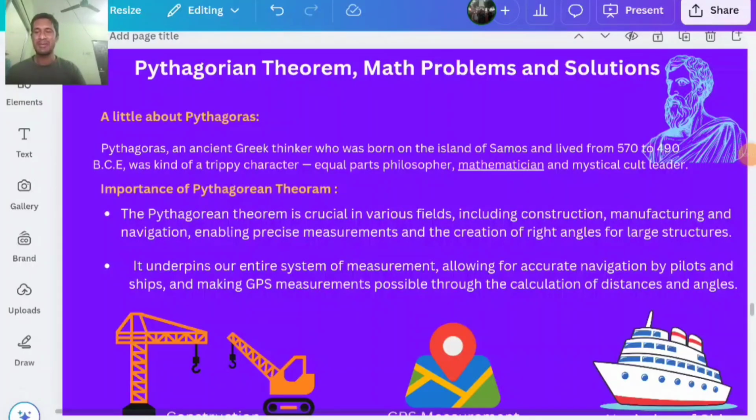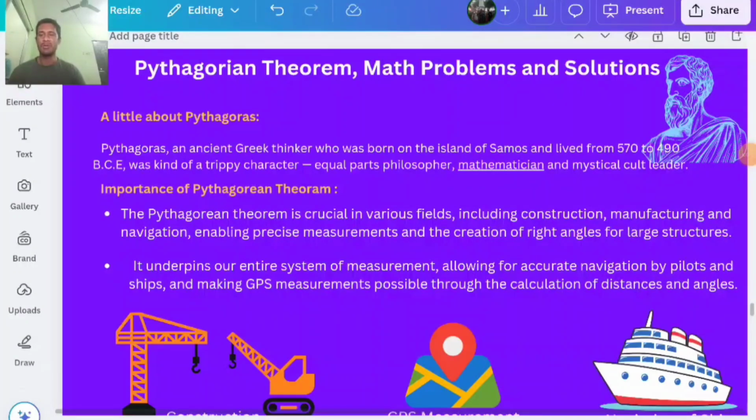Here I will discuss the great scientist Pythagoras, the importance of the Pythagorean theorem, the Pythagorean theorem itself, and some math problems and solutions. Let's start. Pythagorean theorem, math problems and solutions.